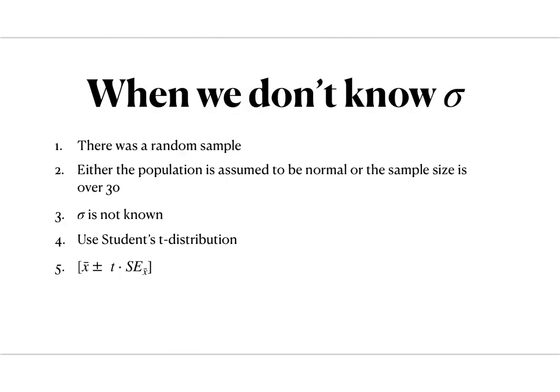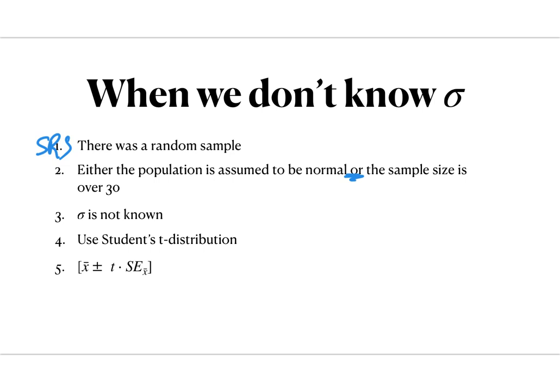So when we don't know sigma, we covered this last time, we're going to do it again. First thing first, we always have to know that there was a random sample. Was it a simple random sample or a random sample of some kind? 2, either the population we were told or was assumed to be normally distributed, or the sample size is over 30.